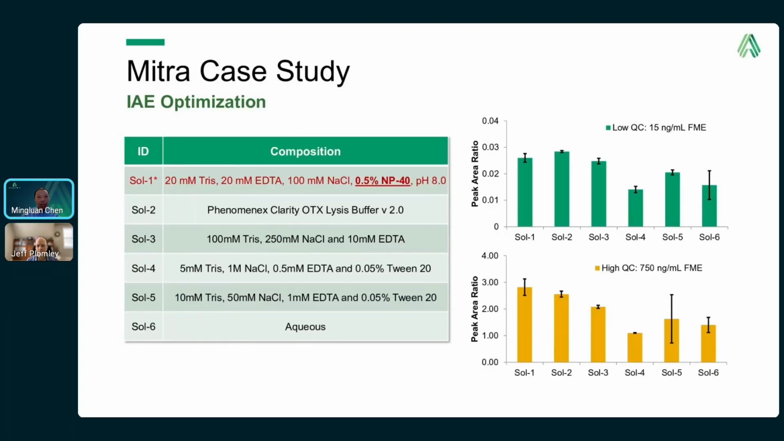The result shows that solution 1, which contains Tris, EDTA, sodium chloride, and NP40, consistently provided the highest and the most linear recovery across the low and high QC samples. Importantly, NP40 was the key component that ensured the quantitative and consistent recovery, while being compatible with the downstream digestion and the hybridization steps. For this reason, solution 1 was selected as the optimal extraction solution.